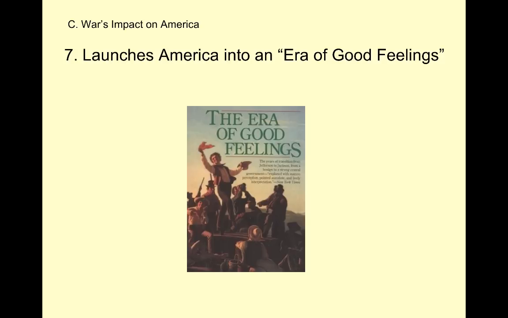Now what we have here for the last slide of these notes is emerging from the war, America is going to go into a new era. It's called the era of good feelings. And this is something that Americans feel after the War of 1812. The reason they feel this is because, let's start in the top left and go clockwise. Americans feel a sense of national pride, so they feel very good about their country, right? We just defeated the British, lots of nationalism, lots of pride.